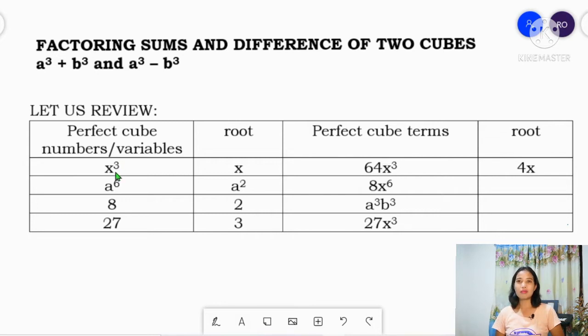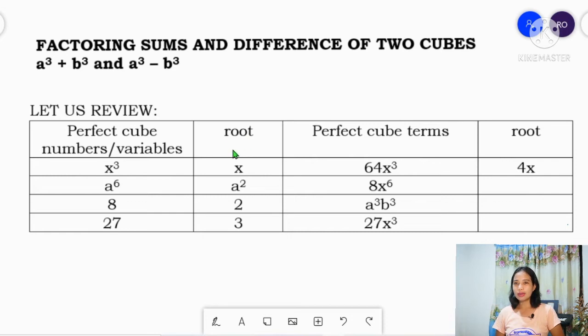So, ano-ano ba ang mga multiples of 3? So, mag-count lang kayo ng by 3s. So, yun ang mga multiples of 3. Like 3, 6, 9, 12, 15, and so on and so forth. Yun ang mga multiples of 3. So, as long as ang exponent ng variable ay multiples of 3, so yun ay perfect cube variable.